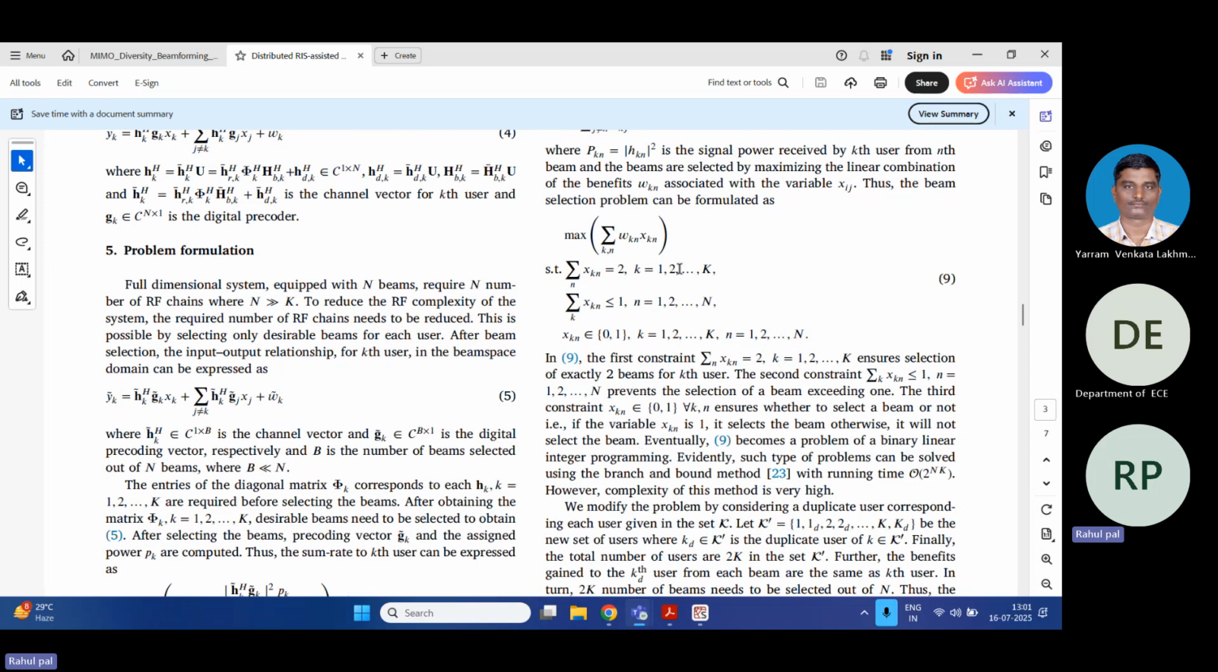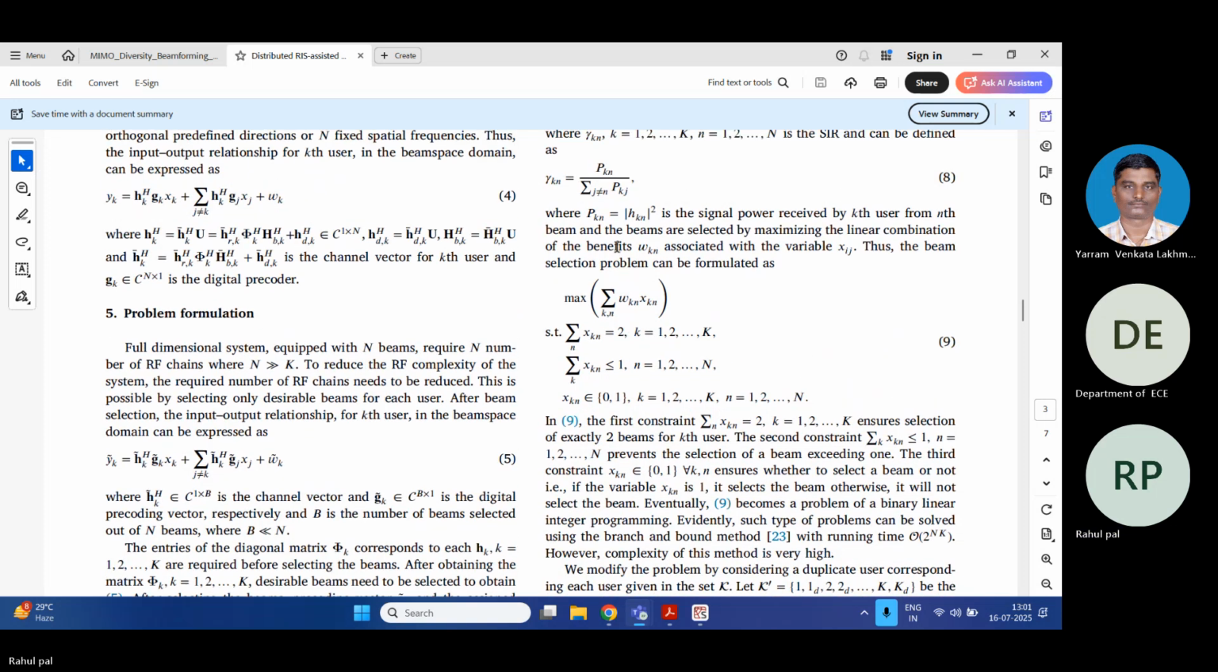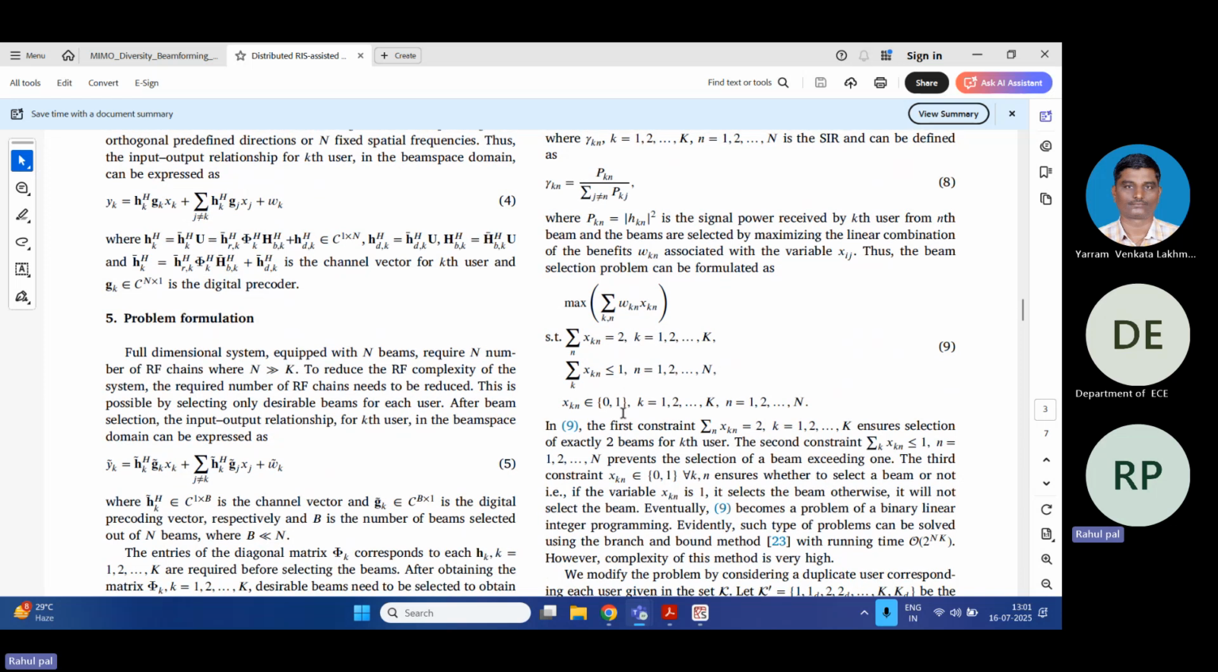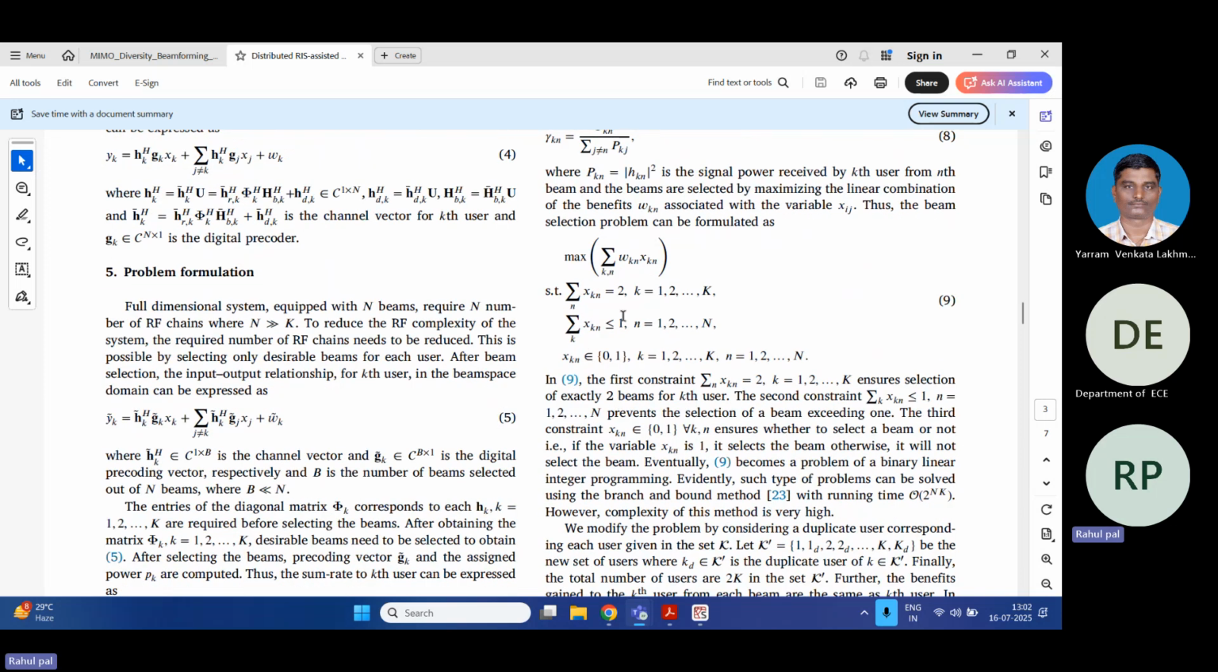This is nothing but x_kn and w_kn. x_kn corresponds to the beam selection, and w_kn is the weight. When the beam is chosen, the weight will be 1. Otherwise, the weight will be 0. And here we also put the constraint that the beam should be chosen exclusively.